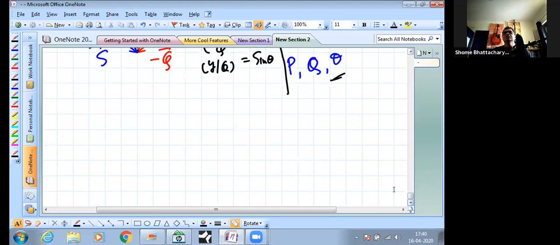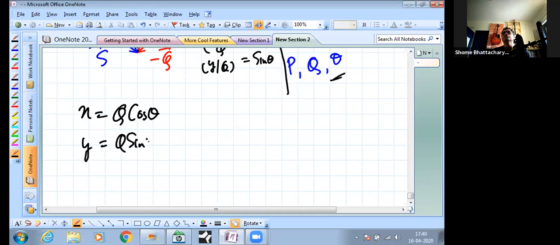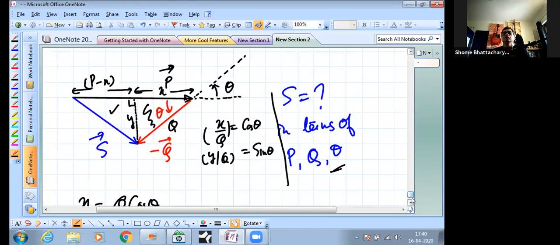First of all, reversing these relations now, x is equal to how much? X is equal to q cos theta, and y is equal to how much? It is q sin theta. That is coming from solving the triangle which is on the right hand side. Now the triangle on the left hand side, what is the base? The base is p minus x, and the perpendicular is y. And what we have to find? We have to find the hypotenuse, which is s.